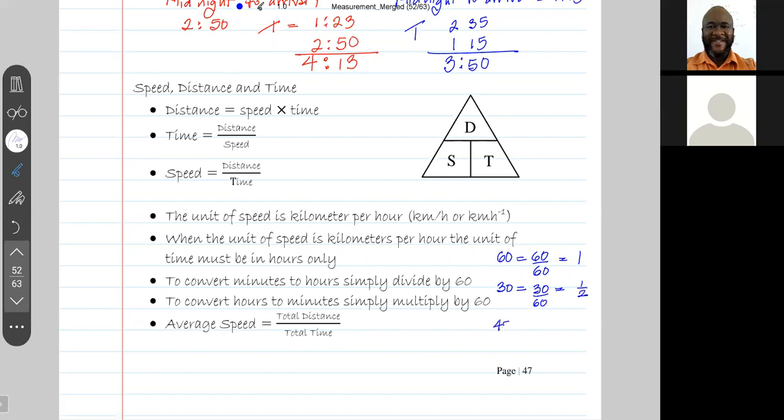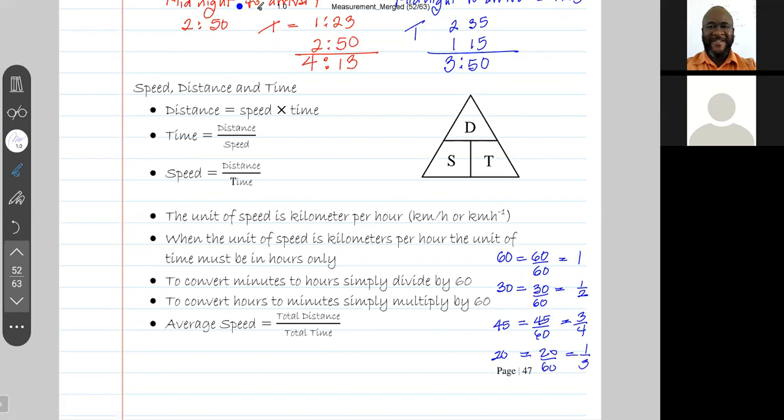45 minutes would be equal to 45 divided by 60, which is 3/4 of an hour. 20 minutes would be equal to 20 divided by 60, which is 1/3 of an hour.